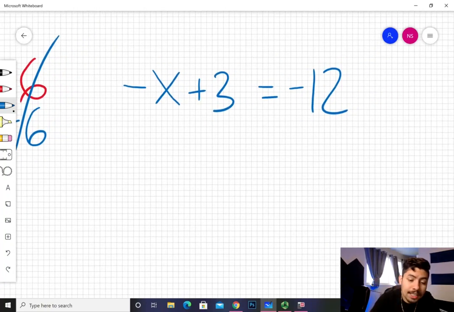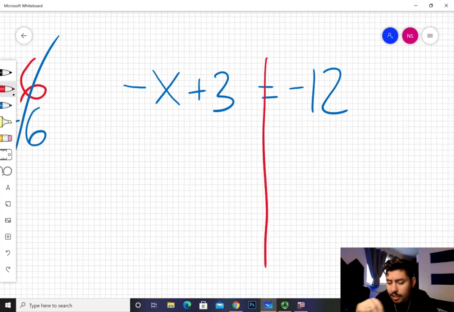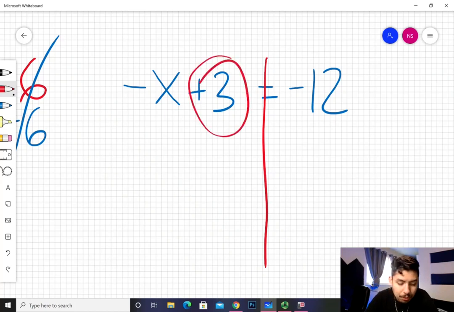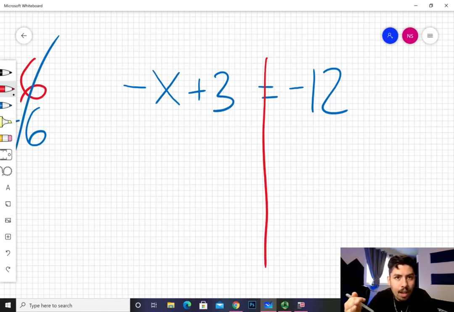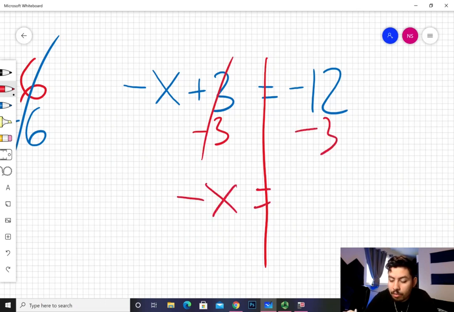So, what are the steps you need to do? Make your line and determine what needs to be moved. Well, hopefully you've developed that skill now, and you notice that the 3 needs to be moved. How do you move the 3? Opposite of the sign, right? So in this case, -3. And you throw it over there, and we end up getting -12 minus 3 equals -15.